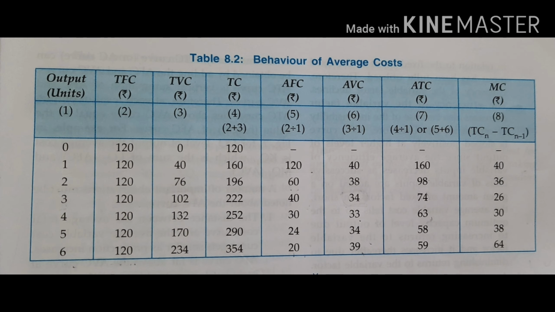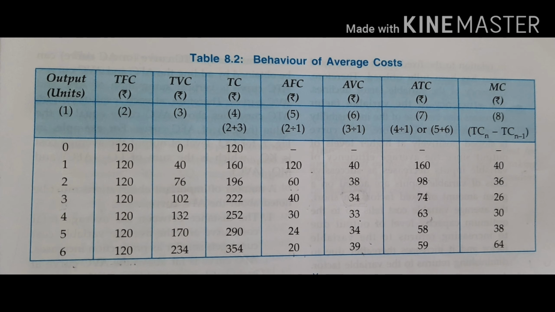Then we come to ATC, that is average total cost or average cost. Now just as total cost is the summation of total fixed and total variable cost, similarly average total cost or average cost is the summation of average fixed and average variable cost. This can be derived both ways, either by the formula AC is equal to TC upon Q, or AC is equal to AFC plus AVC. Both ways you can derive ATC or AC, right?